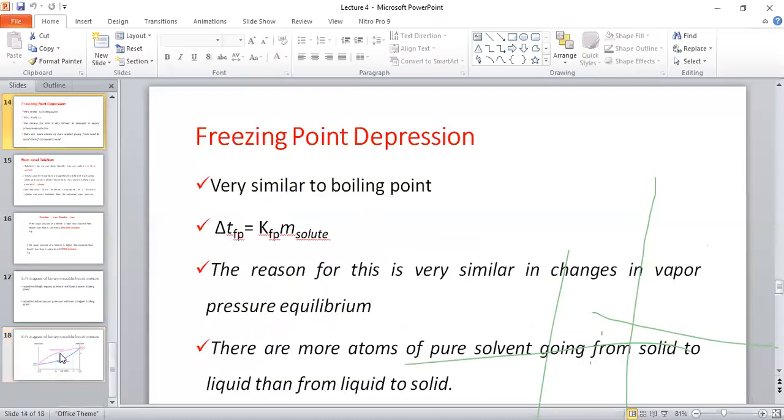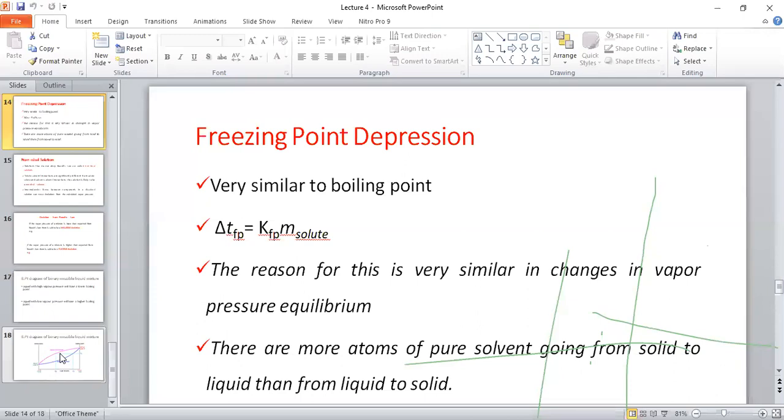So, and let's see, the freezing point is just similar to what happens to the boiling point. So for the freezing point, the delta T, this is the change in the temperature for the freezing point, is equal to K freezing point multiplied by m solute. We're talking of the molar concentration, which is the number of solute moles per kilogram of solvent.